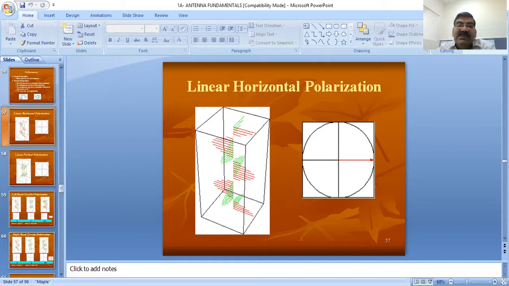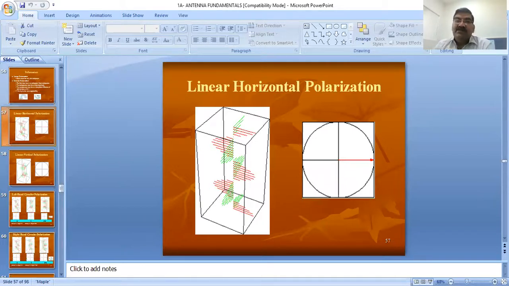Now polarization is the property, the graphical representation of how the electric component is varying. So this is the linear polarization. You just represent here the electric field, so the electric field is here. This way it is representing. So this is linear horizontal polarization. Now the second is vertical polarization. Again linear, but it is vertical.